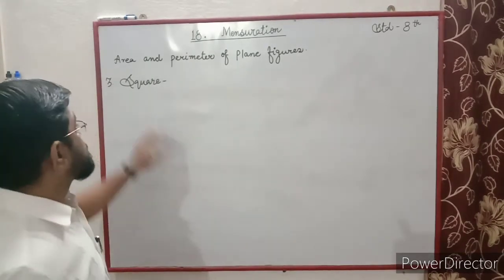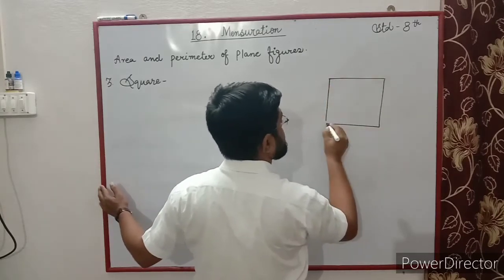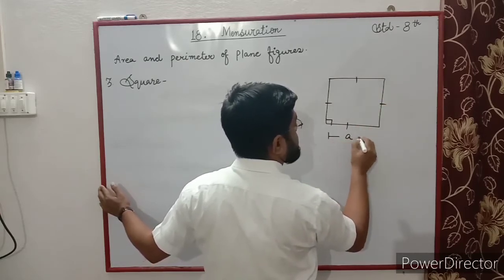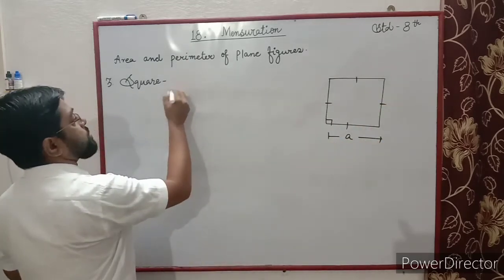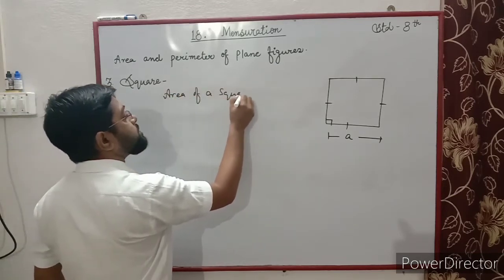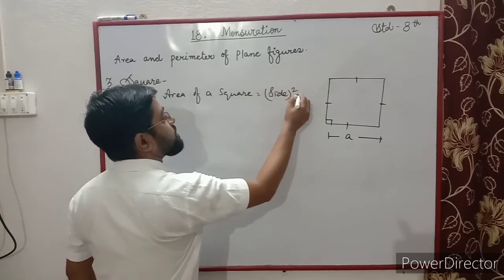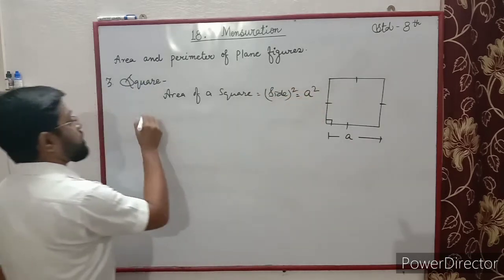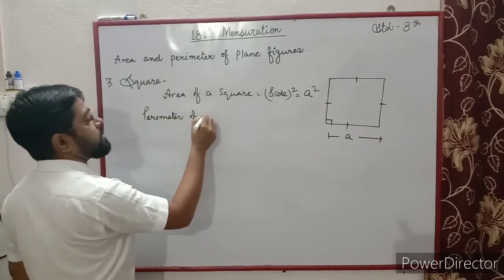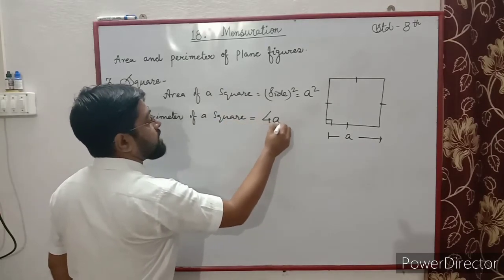Now third, square. So first of all, draw a square. All sides are equal. We assume A. So area of a square is equal to side square. We can write here A square. Now perimeter of a square is equal to 4 into side.